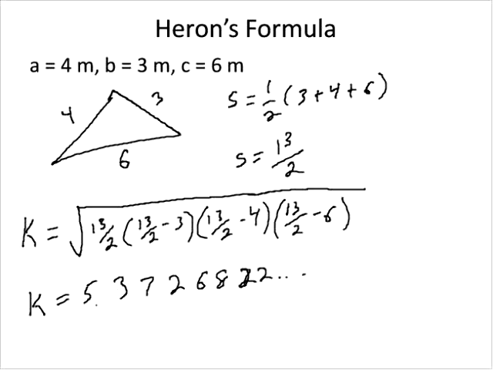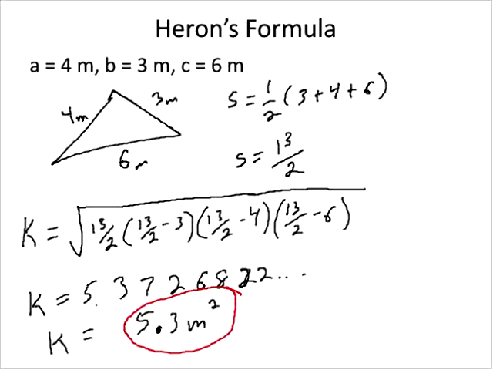5.372687. I think 7. Nope, that's a 2. So I'll say K is equal to 5.3. Oops. These were all in meters, weren't they? Meters, meters, meters. Okay, so my area has to be in meters squared. So again, 5.3 square meters is the area of this triangle based on just knowing the 3 sides.